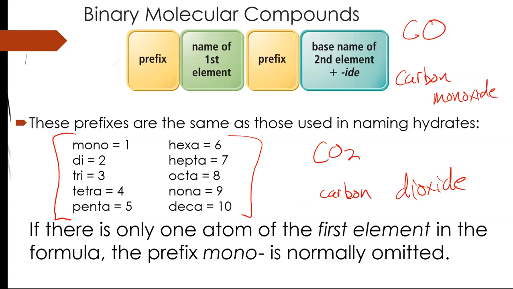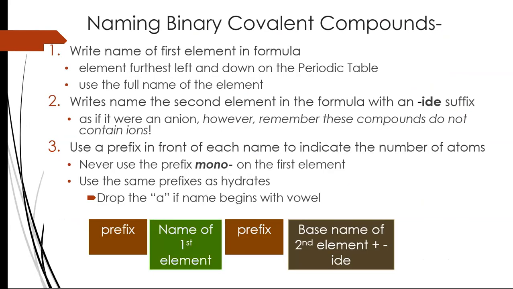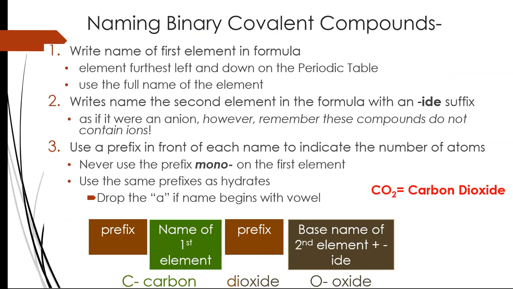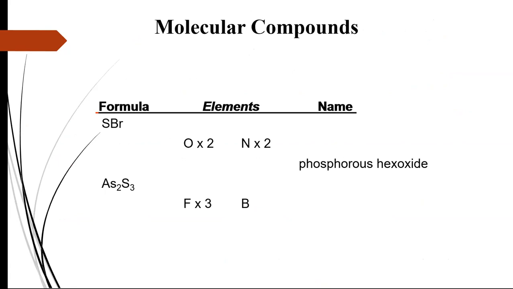We still use that prefix for the second one, and so we can't omit this mono. We have to include it there, because for the second one, we have to indicate that there's only one of those oxygens. So you write the name of your first element, include the prefix of it, and then you write the name of the second element, include its prefix, and change it to "ide." Right? And there we go.